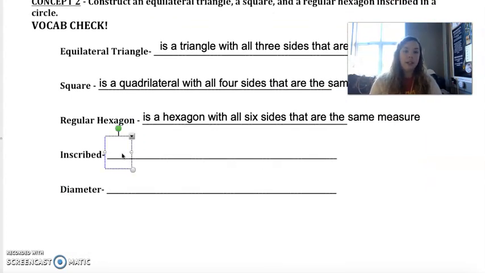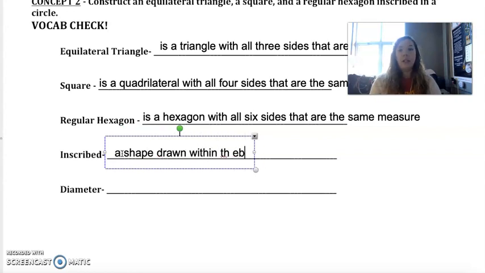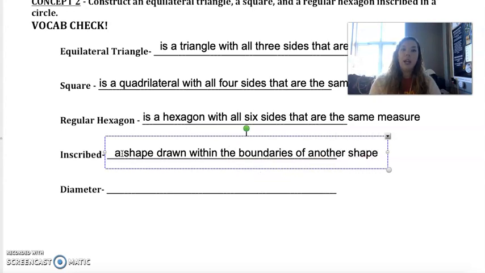Inscribed means a shape drawn within the boundaries of another shape. So we're going to take circles and inscribe shapes inside of our circles. And really we're starting with circles because remember we're doing all of these constructions with just a straight edge and a compass, and compasses make circles.